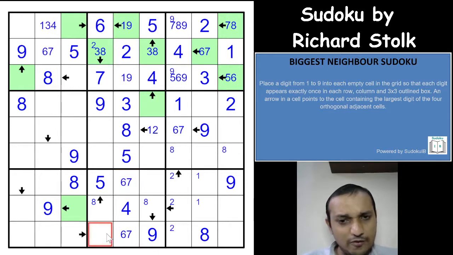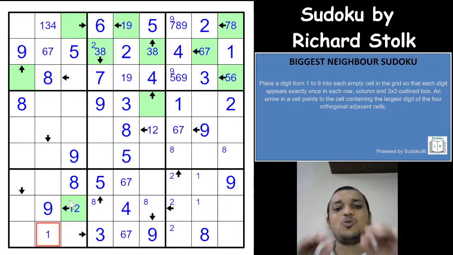Now this cell would have to be lesser than 4 and 5, which is 1, 2 and 3. It cannot be a 1 because that is pointed by an arrow. Cannot be 2 as well, because you will have at least 1 and 2 here. So this would have to be a 3. This is 1 and a 2.